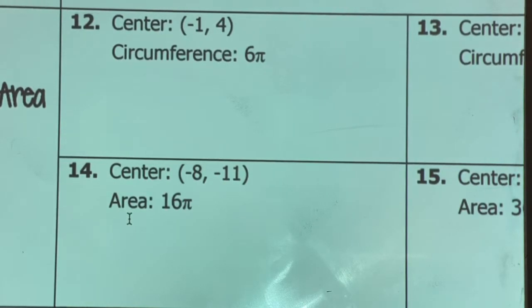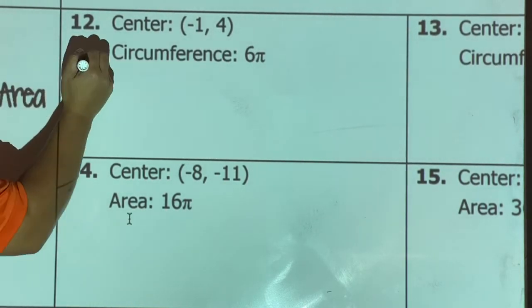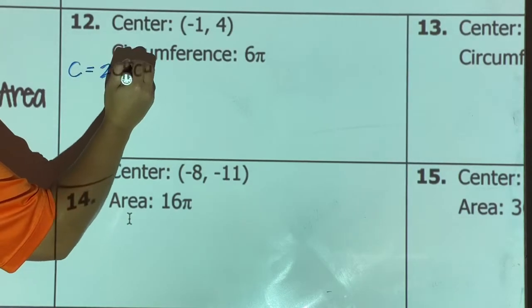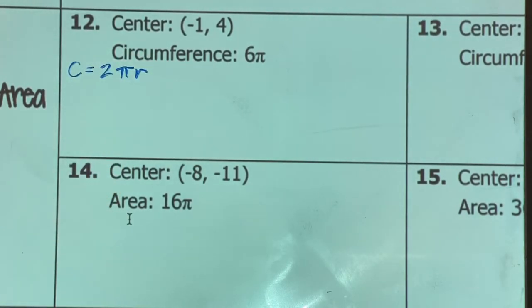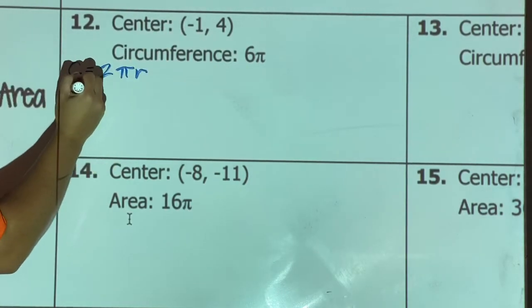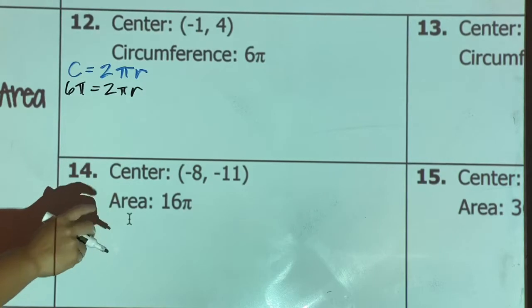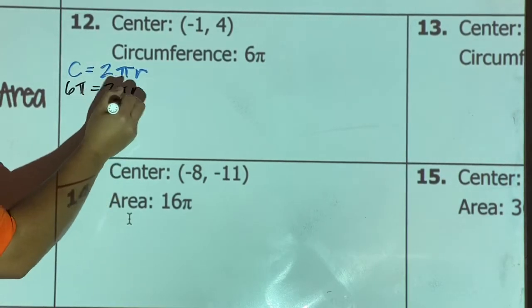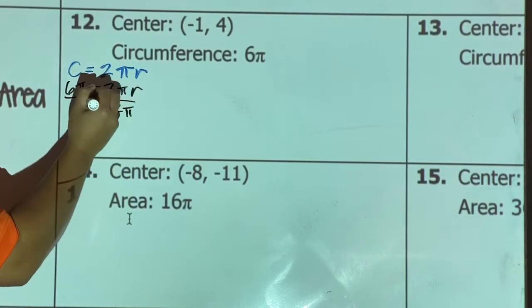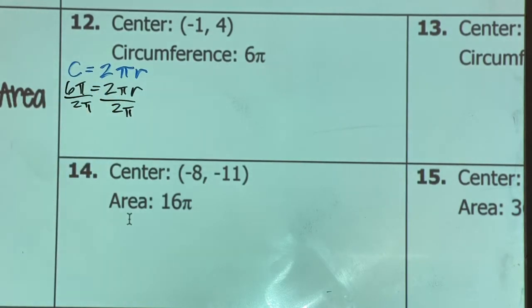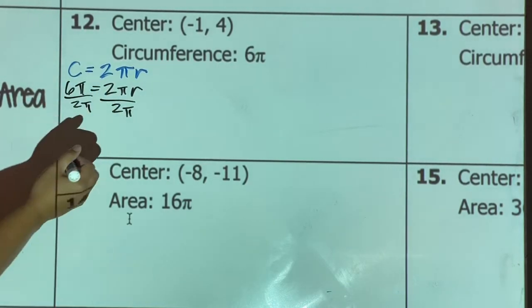So just remember the circumference formula is just C equals 2 pi r, right? So if the circumference is going to be 6 pi equals 2 pi r, then that means to get r by itself, I would divide both sides by 2 pi. And 6 pi divided by 2 pi would just be 3.